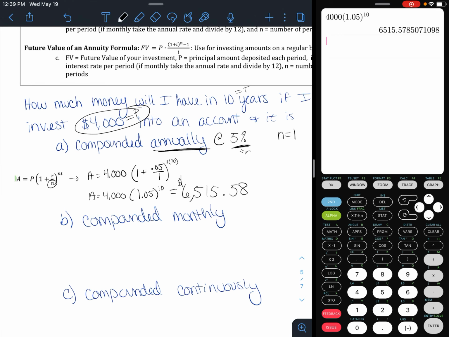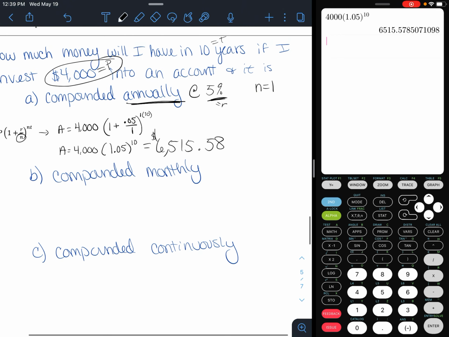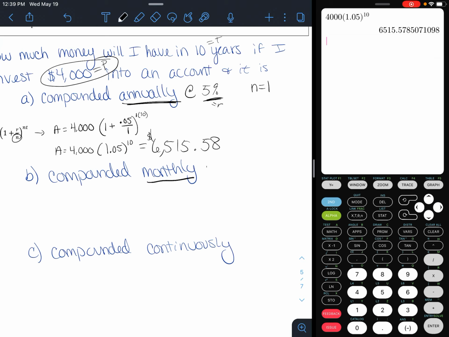So monthly, well, the only thing that's going to change about this formula is that if it's monthly, n is equal to 12, and we'll keep it at the same percentage rate just for simplicity's sake here. So we still have $4,000 as the principal. 1 plus 0.05 is my rate, divided by n, and this time n has to be 12, all right? And that is raised to the n times t, so 12 times 10 power.